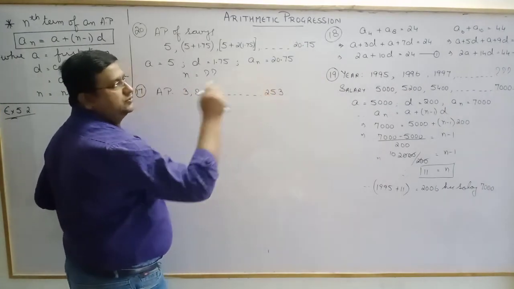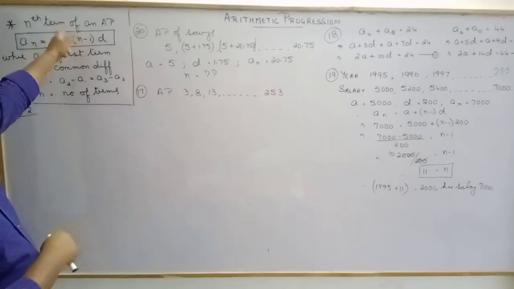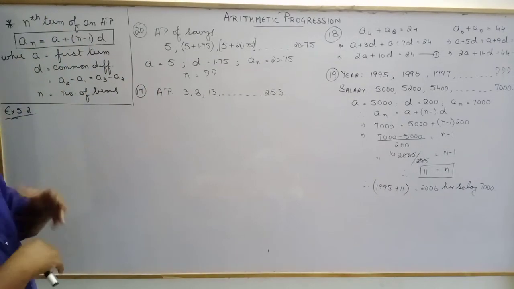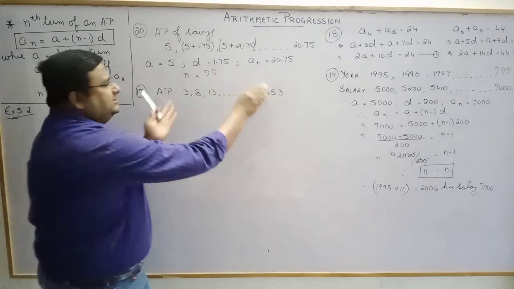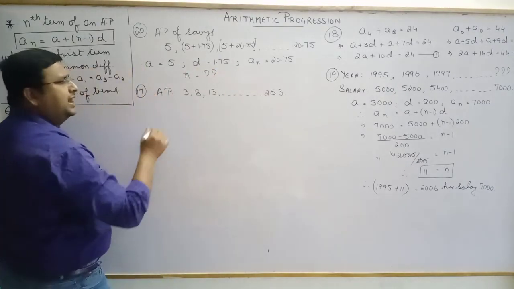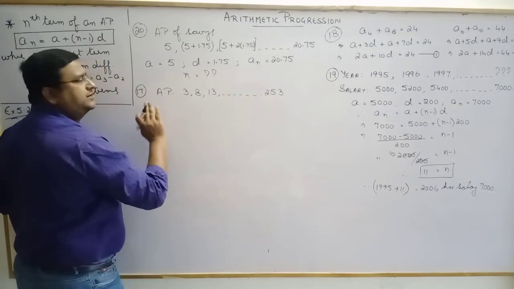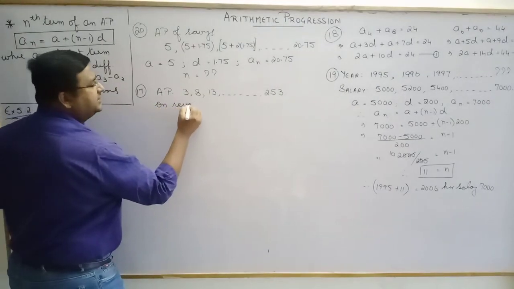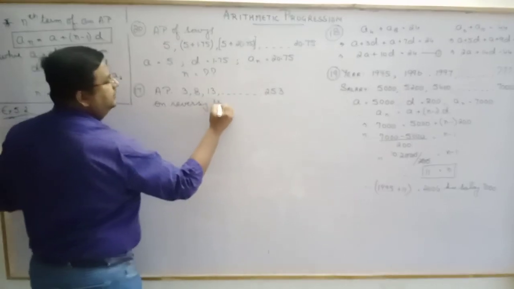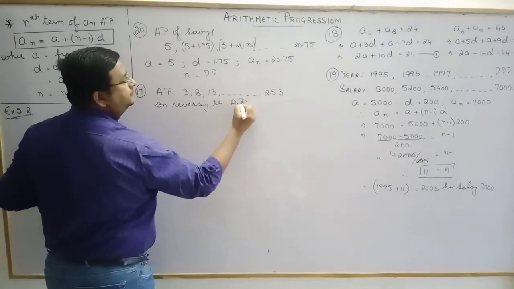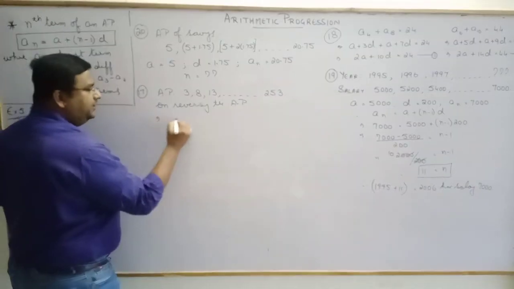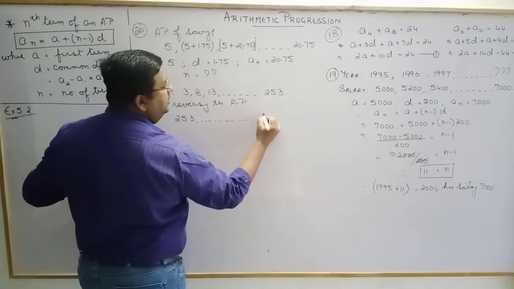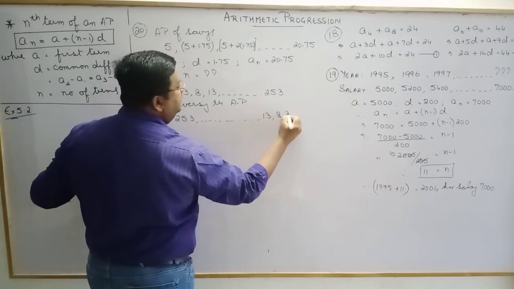Now there are two methods of doing this question. Either we change the formula a bit, and you will be able to understand how the formula changes, or else, can we reverse this AP? Let the last term become the first term and the first term become the last term. On reversing the AP, what do I get? 253, that is the last term, becomes the first term, then 13, 8, 3.